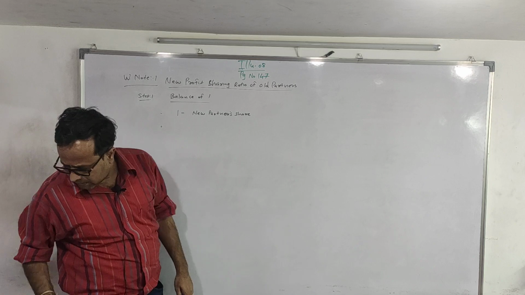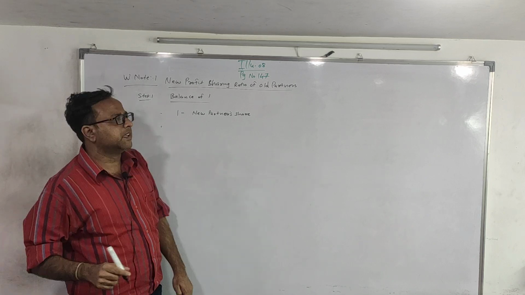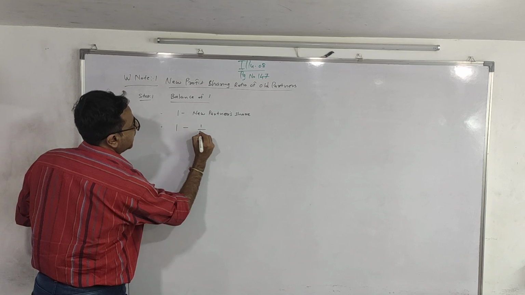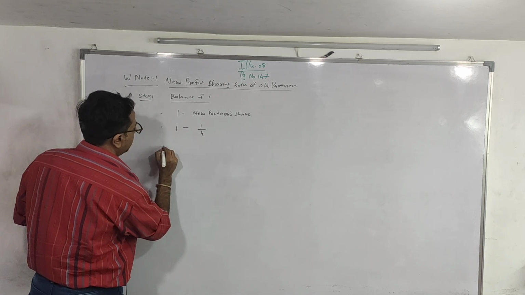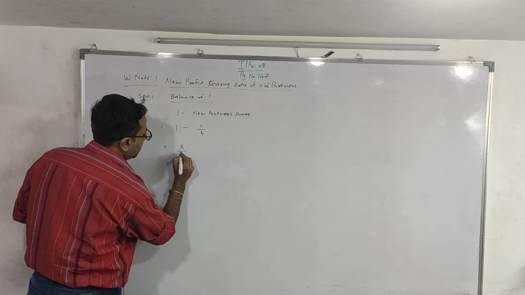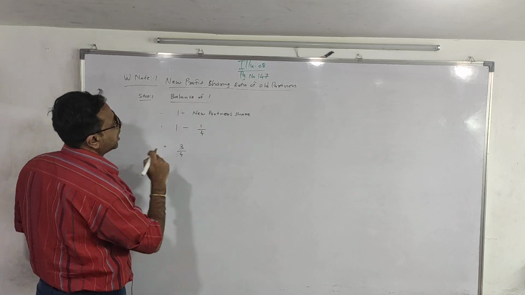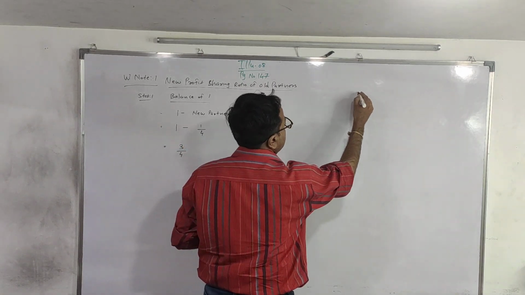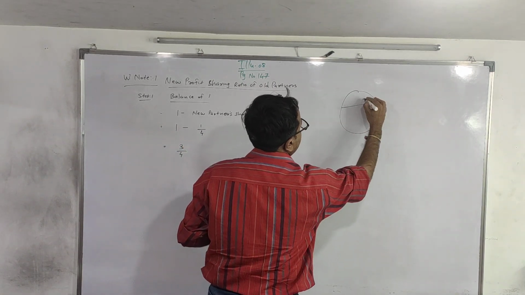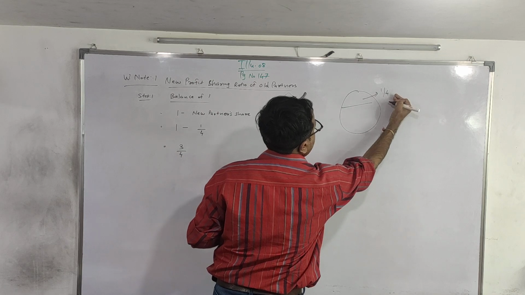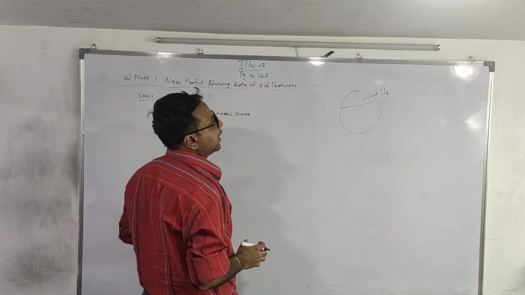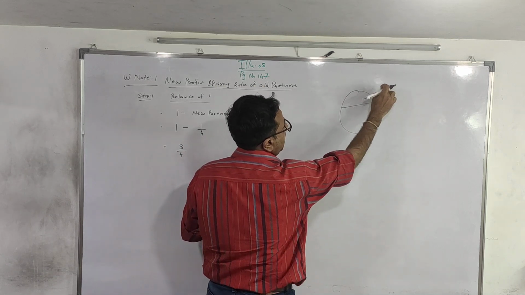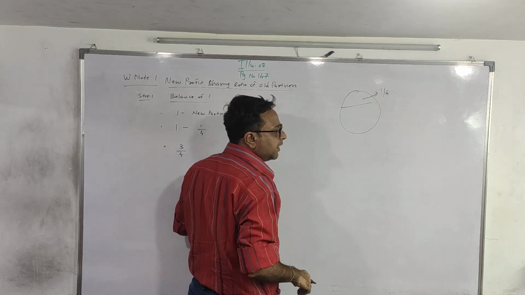Over here Raju's profit sharing ratio is 1 upon 4. 1 minus 1 upon 4 will give you 3 upon 4. So this is the balance of 1. Why do we need to find out the balance of 1? See, this is one circle. This is the new partner's profit sharing ratio, which is 1 by 4. The total is 1. Of that, 1 upon 4 will be shared by Raju.